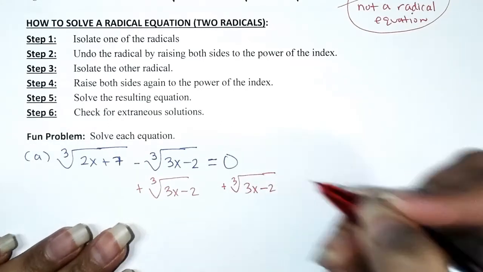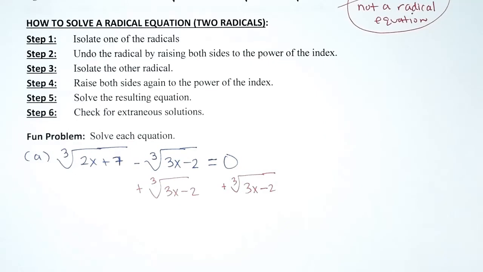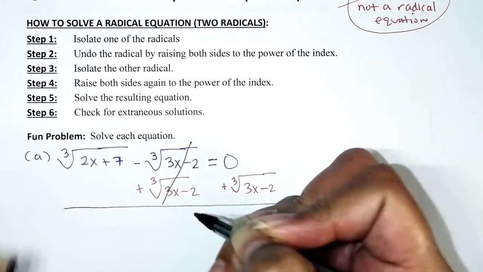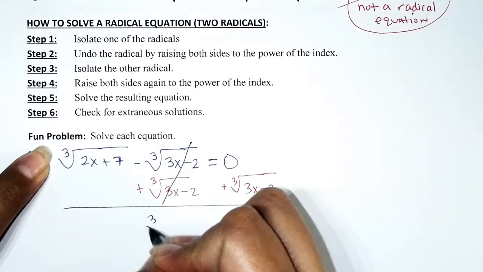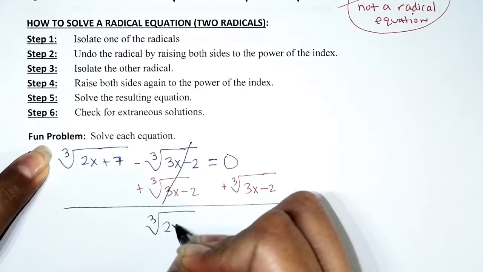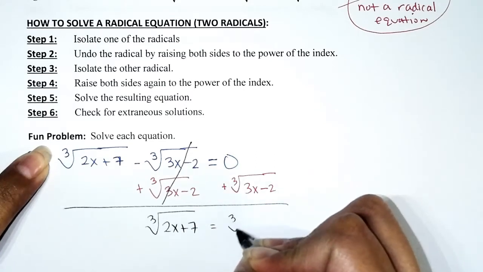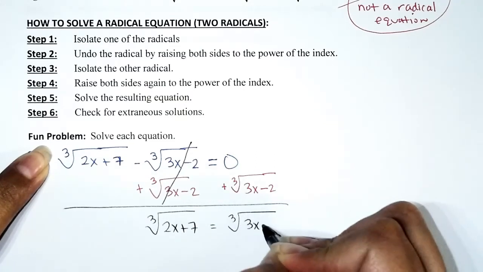minus 2. Okay, I need to finish the rest of the radical. Okay, once we add that radical to both sides, that will leave us with cube root of 2x plus 7 is equal to cube root of 3x minus 2.